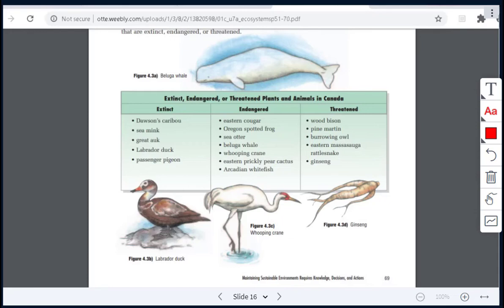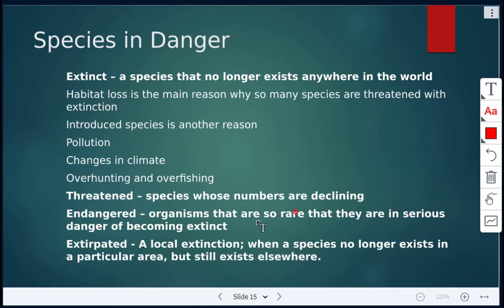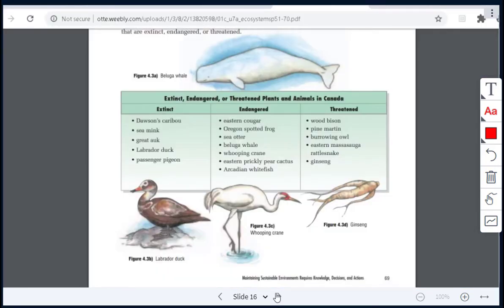All right, so here in this image, we're just looking at some species that are extinct, that are endangered, and that are threatened. This is a figure from the textbook. So for example, species that are extinct, they are no longer found anywhere in the world. So these are some examples of those. Endangered, like I said, they are very, very rare, that they are in serious danger of becoming extinct. And then threatened, that just means species whose numbers are starting to decline. All right, so this again is in the textbook.